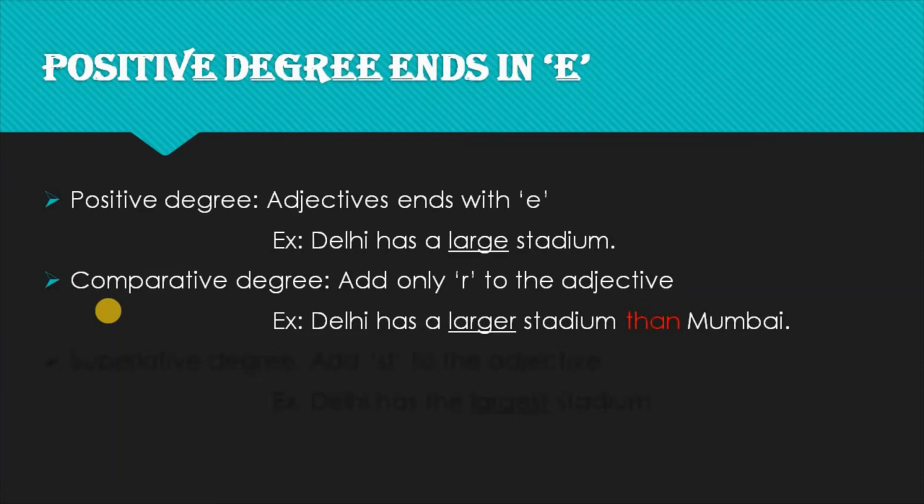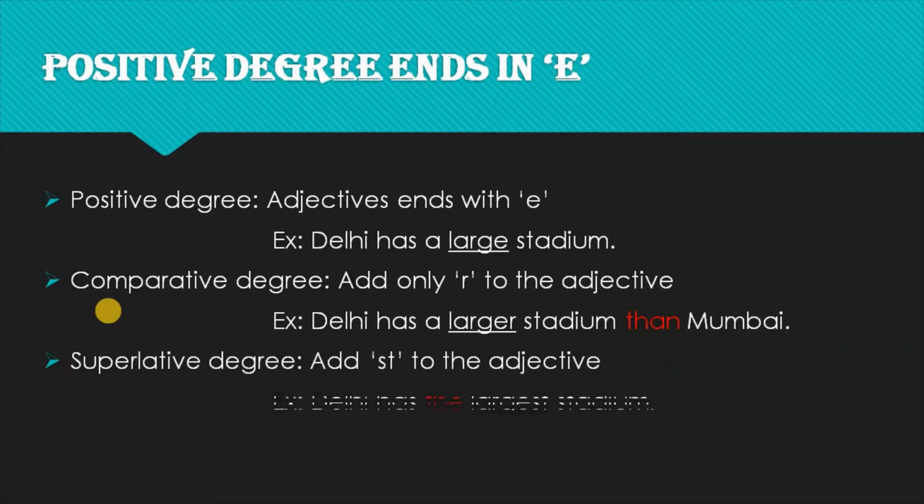When it changes to superlative degree, we should add ST to the adjective. Example, Delhi has the largest stadium. Dear children, you should remember two things: that in the comparative degree we are using than, whereas in the superlative degree we are using the definite article the.